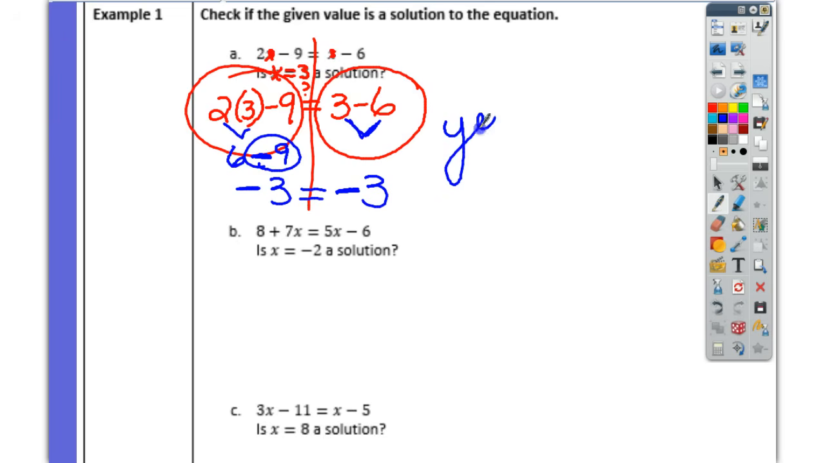How many solutions then will work in that equation? Infinity? Nope, that would mean any number I could pick. There's one solution. What is it? 3. 3 is the only number that'll work in that equation. It has one solution, and it's 3. Try B.